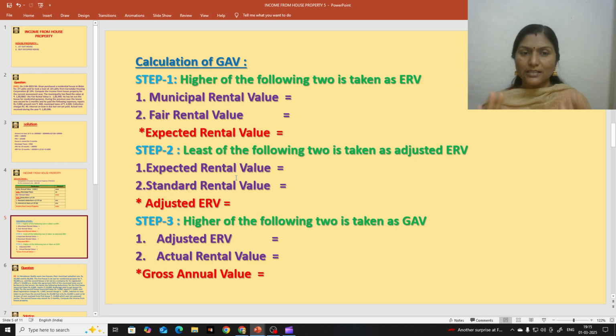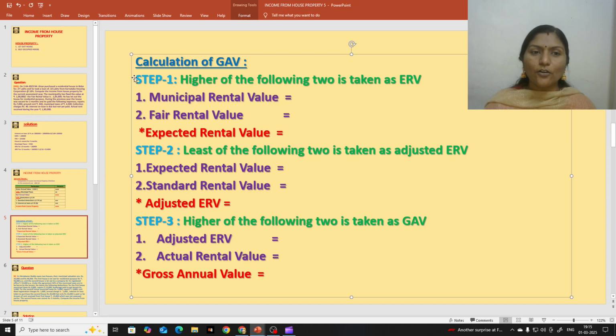So this is how we are going to calculate gross annual value, calculation of GAV. So how many steps are we going to follow? We are going to follow in total 3 steps: step 1, step 2 and step 3. There are 3 steps for calculation of gross annual value. First, let us go to step 1.